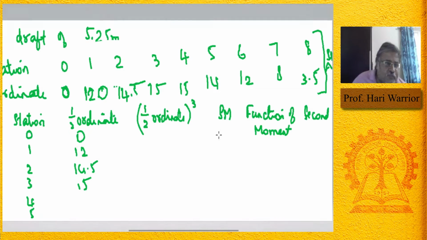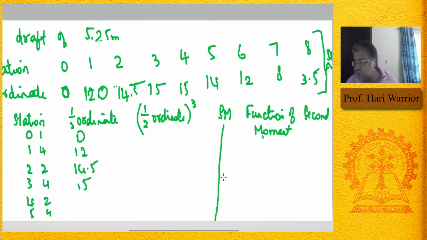Why is there a doubt? It is just the same 1, 4, 2, 4, 1 thing. The first station will have 1, this station will have 4, this station will have 2, next station will have 4, 2, like that, 4, 1, like the whole thing. So 2, 4, 2, 4, like this. You put the Simpson's multiplier here and then find the function of second moment, which is half ordinate cubed into Simpson's multiplier. So with that, you tell me what do you get for the sum of the function of the second moment?